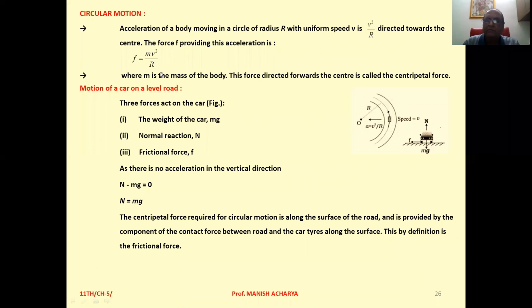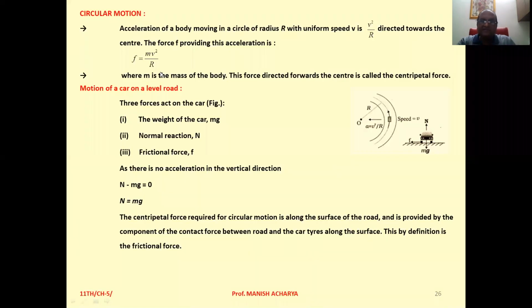Now we know that whenever a body moving on a curved path slips off, it always slips off in the outward direction. But when it is not slipping off, it implies that the required centripetal force is provided. Now, who provides this? The required centripetal force is provided by friction.